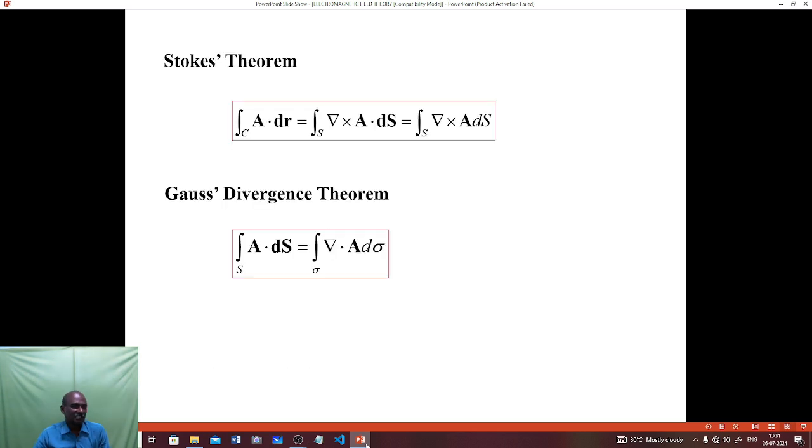Stokes theorem gives the relation between line integration and surface integration. Gauss divergence theorem relates the surface integral and the volume integral. So for our convenience, we can transform surface into volume or volume into surface, then line into surface or surface into line integral. In any form we can use. For the purpose of transformation, we are using the Stokes theorem and the Gauss divergence theorem.